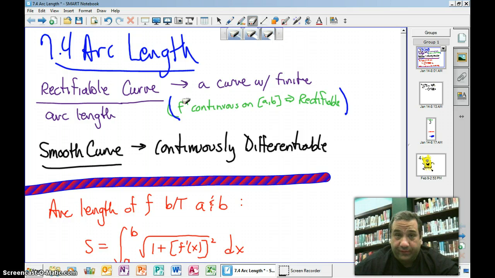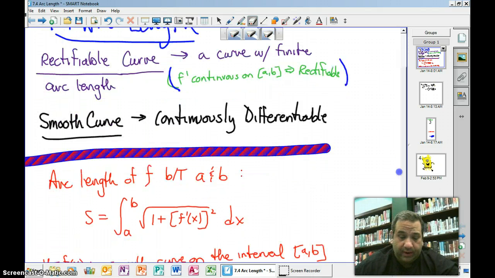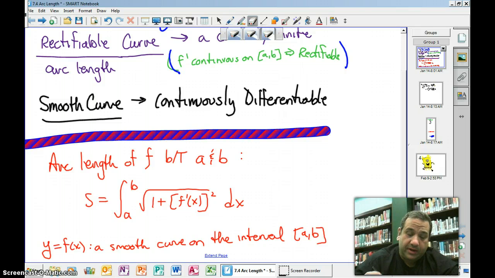So a smooth curve, the definition of a smooth curve, is continuously differentiable. All right? So that's what it means. And why do I talk about this? Because arc length is for a smooth curve. All right? And here is the formula. It's a very quick and easy formula. The arc length of f between a and b is this: it is the integral from a to b of the square root of 1 plus the derivative squared, dx. All right? And that is for a smooth curve.